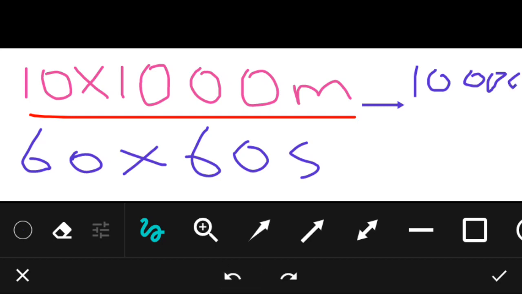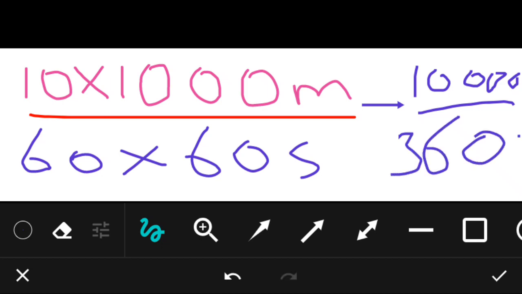So we need 4 zeros there. Then at the bottom there we are going to get 3600. The zeros are too big. Okay, so at the bottom there we are going to have 3600, and then on top there we're going to have 1000. So the zeros now will cross out.